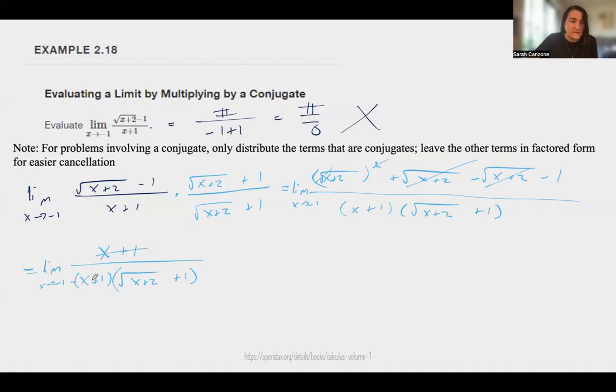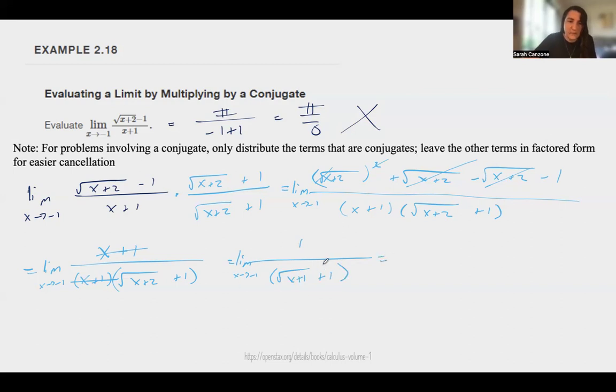We can cancel this, cancel this. And another important pre-calc thing that a lot of people just sometimes forget is if you cancel out everything in the numerator, you are left with a 1 in your numerator. So you have the limit as x approaches minus 1 of, you cancel that term out, so it's just the square root of x plus 2 plus 1.